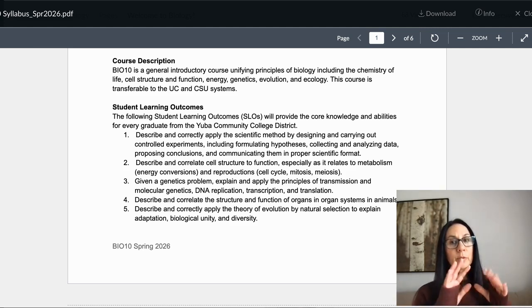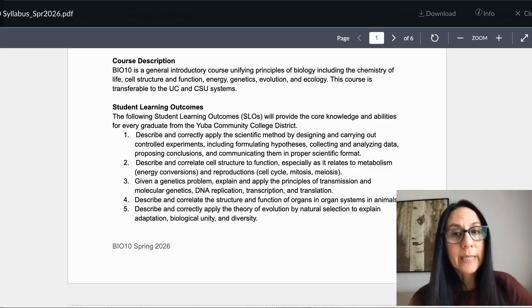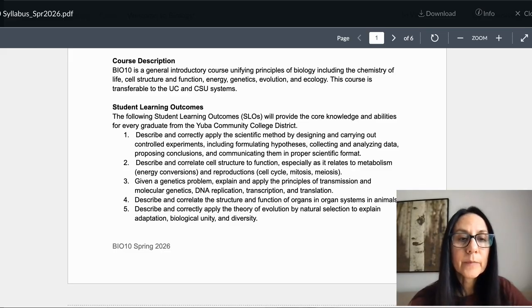And so get going on that first lab. I'll go over all the assignments in a second. So the second one is describe and correlate cell structure to function, especially as it relates to metabolism and energy conversions and reproduction, which is cell cycle, mitosis, and meiosis.